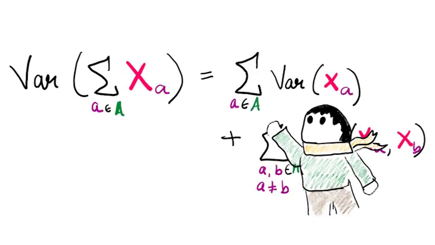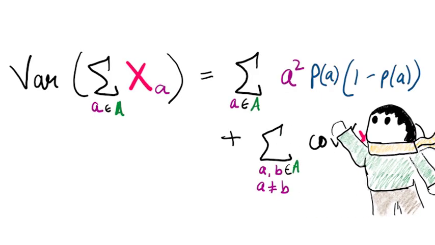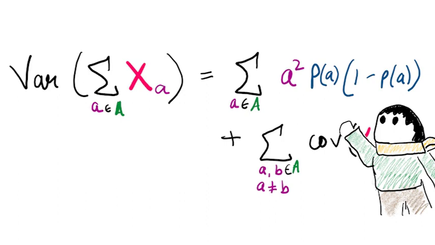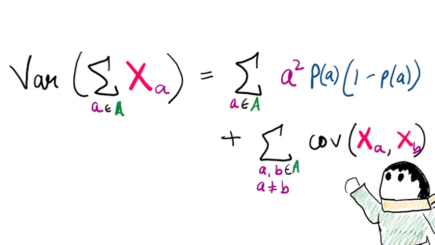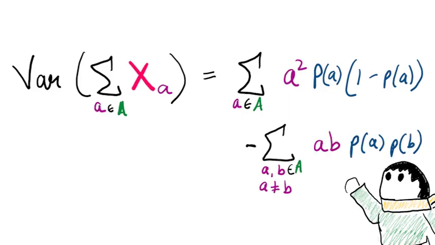We get the first term as a sum over values in A of a squared times p times 1 minus p, and the covariance part, which is the sum over pairs a, b where a and b are both in A and a is not equal to b. And this term is the same one we have seen before, which is negative of a times b times the probability of a times the probability of b.